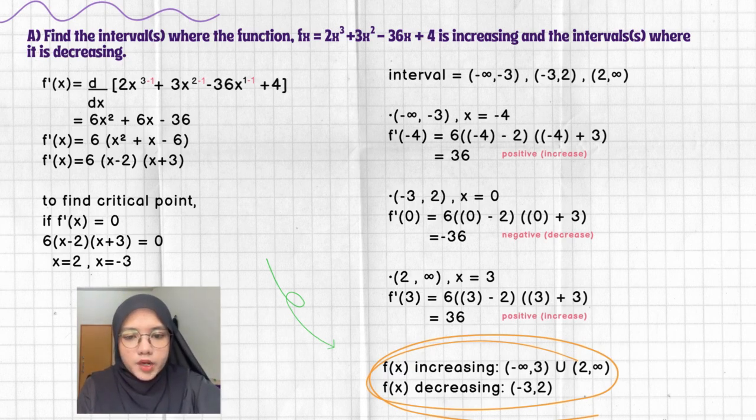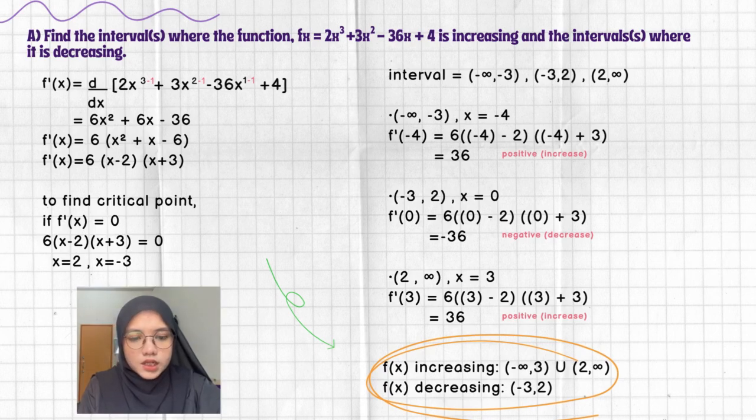So, f'(x) equals d/dx of 2x^(3-1) + 3x^(2-1) - 36x^(1-1) + 4. So it will be 6x^2 + 6x - 36. We can factorize this as 6(x^2 + x - 6). We can factorize it further and it will be 6(x - 2)(x + 3).